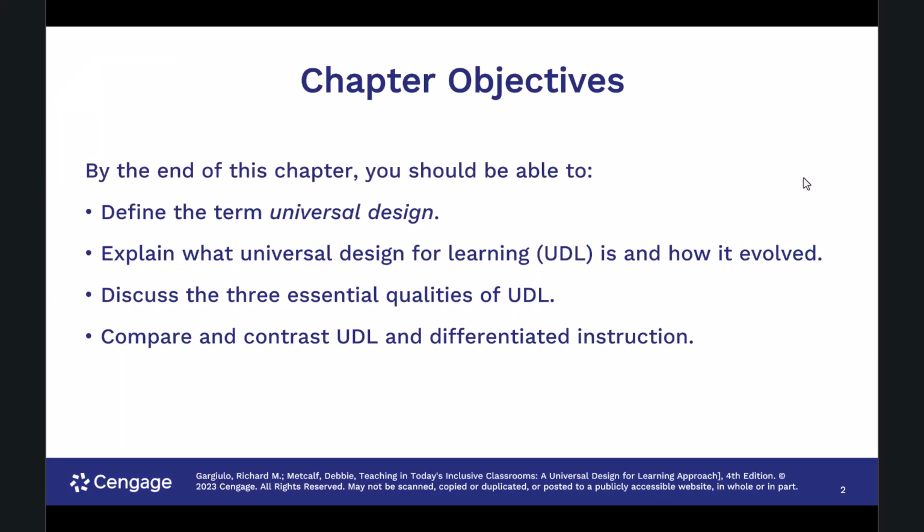Our objectives for this chapter are that by the end, we should be able to define the term universal design. We should be able to explain what universal design for learning, UDL, is and how it evolved. We should be able to discuss the three essential qualities of UDL. We should be able to compare and contrast UDL and differentiated instruction.